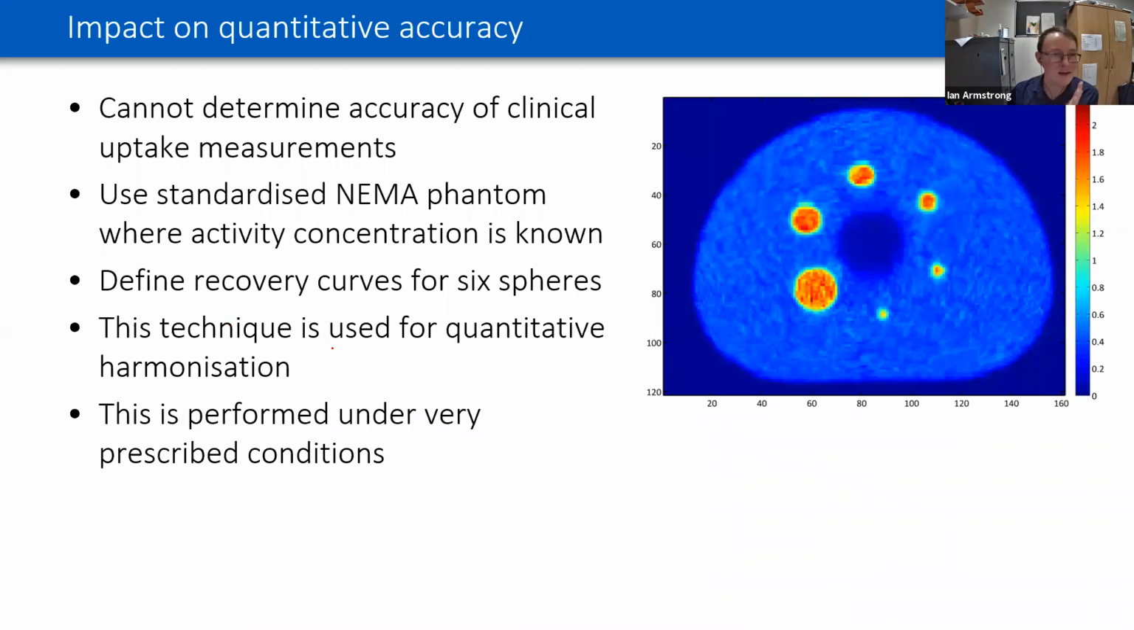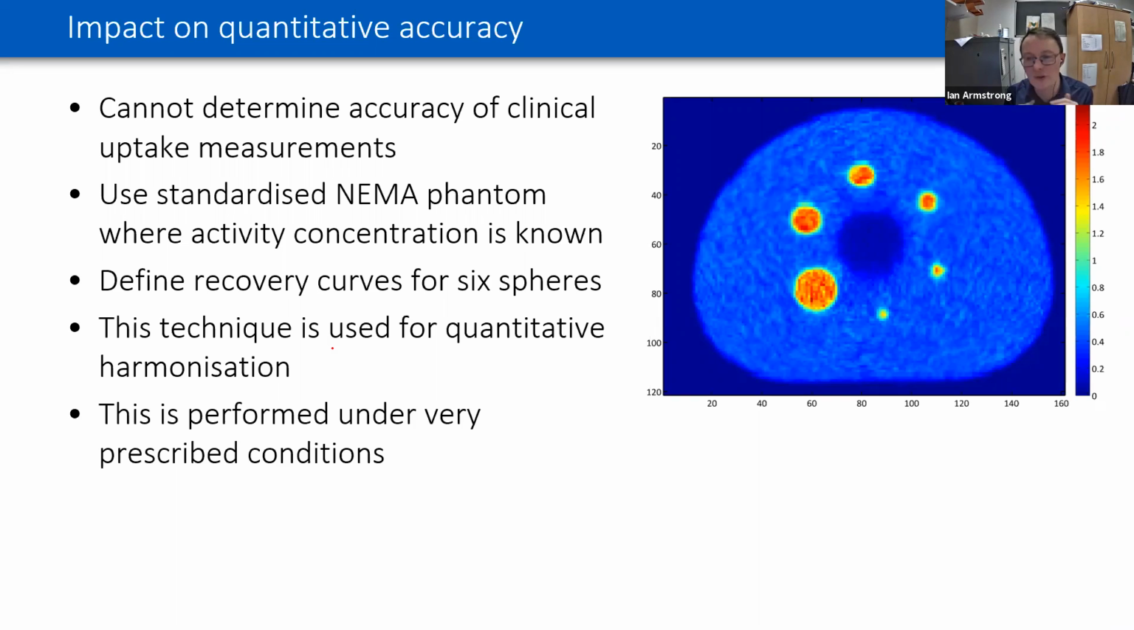Now, one of the things we are interested in is that, yes, things will change. Does it ever get any more accurate? Well, we don't really know. One of the things we can do, of course, is use our old friend, the NEMA phantom, where we can put in spheres with known activity concentration and measure what we see for various processes, look at accuracy and bias in those six spheres, and define our recovery curves. It's a nice tool. It's kind of the only tool that we have for harmonization of quantification.